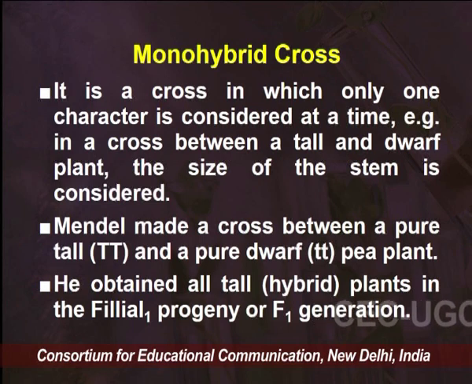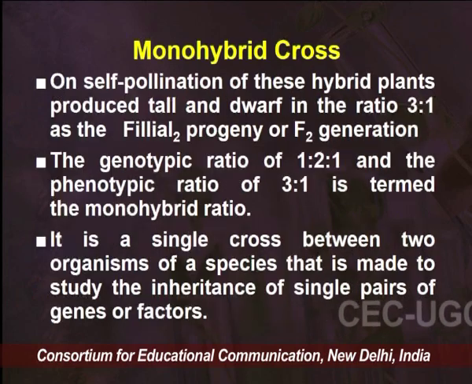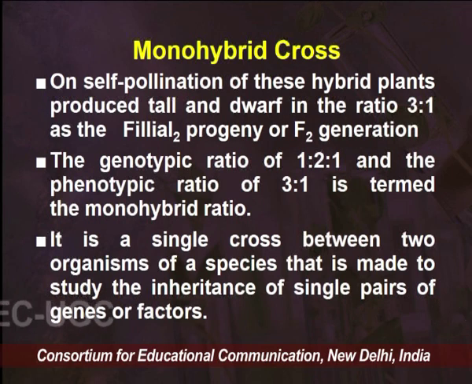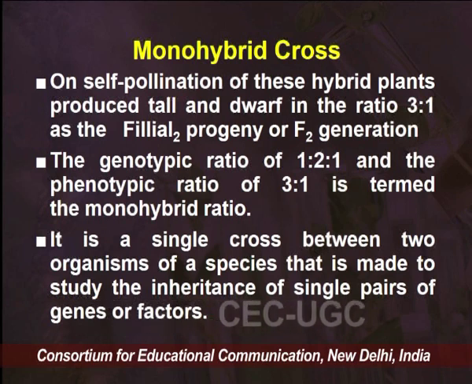The first generation that is created after the cross pollination of the plants, not self pollination, is known as the F1 generation. On self pollination of these hybrid plants, he produced tall and dwarf plants in the ratio of 3:1 as the filial 2 progeny, or F2 generation.